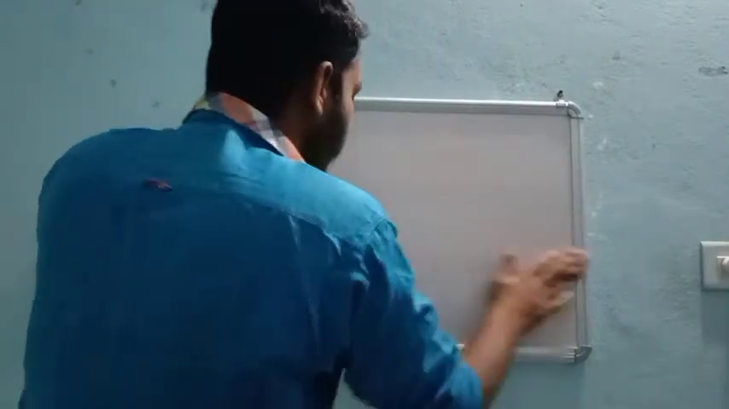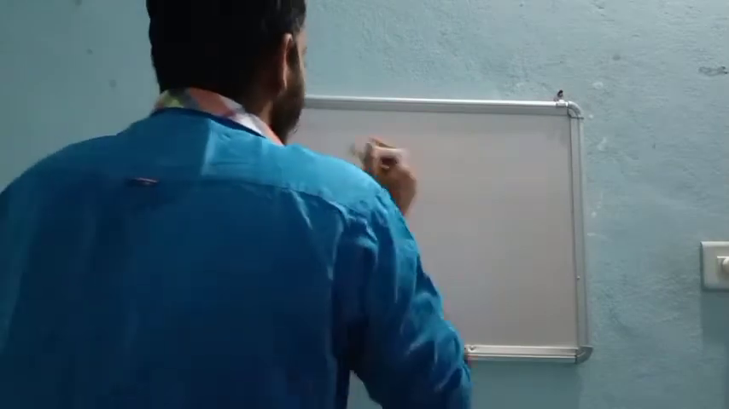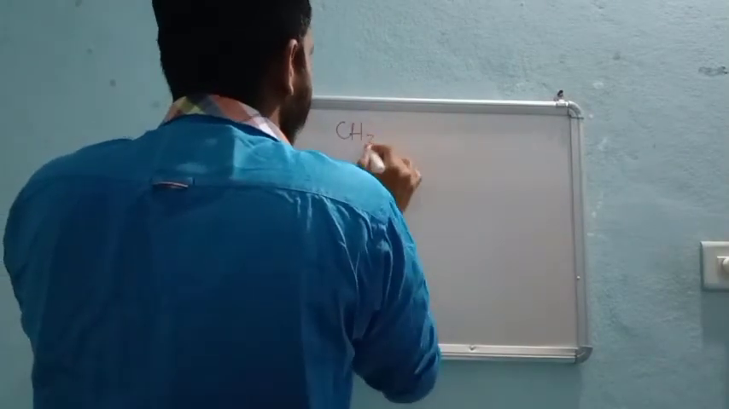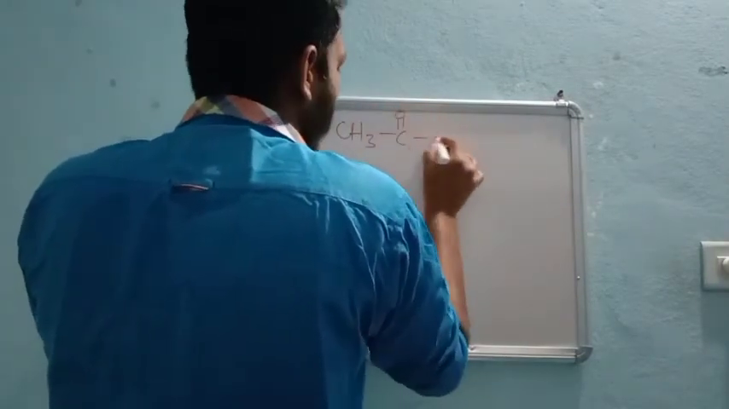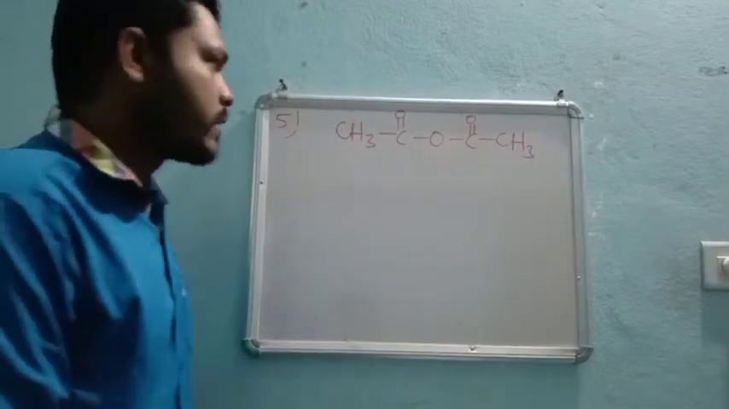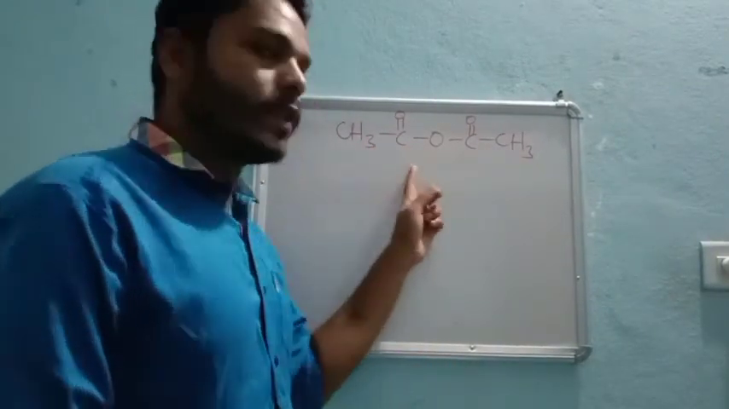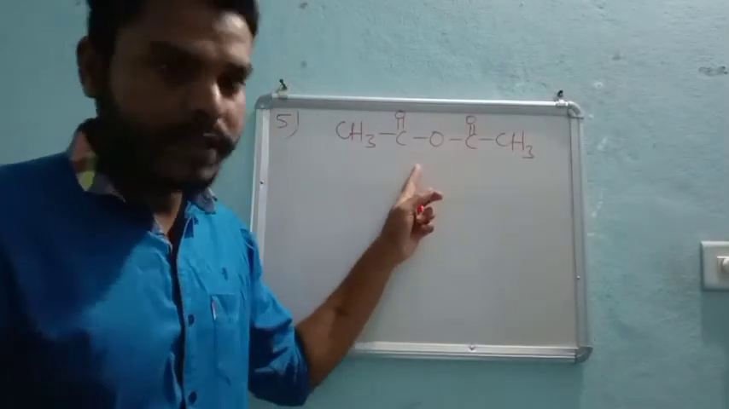So acetic anhydride is nothing but CH3 C double bond O, O, C double bond O CH3. So this is our compound, right? That means this is our acetic anhydride. We are going to react our glucose with this, right? So this is nothing but acetic anhydride.